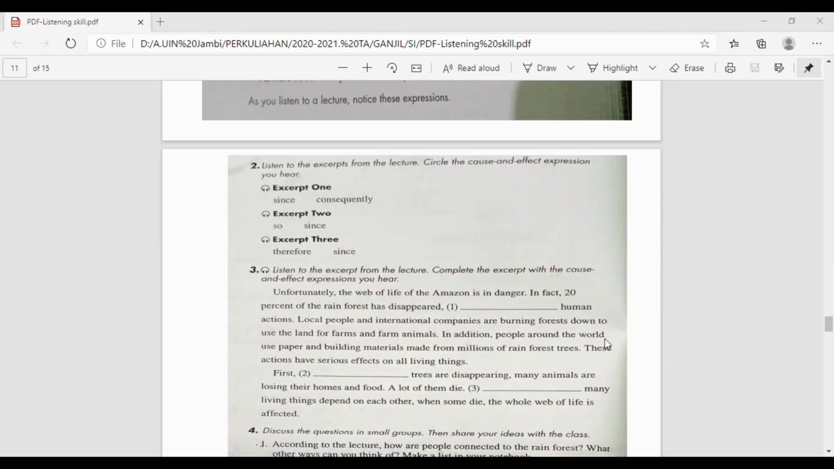Excerpt 3. Since many living things depend on each other, when some die, the whole web of life is affected.